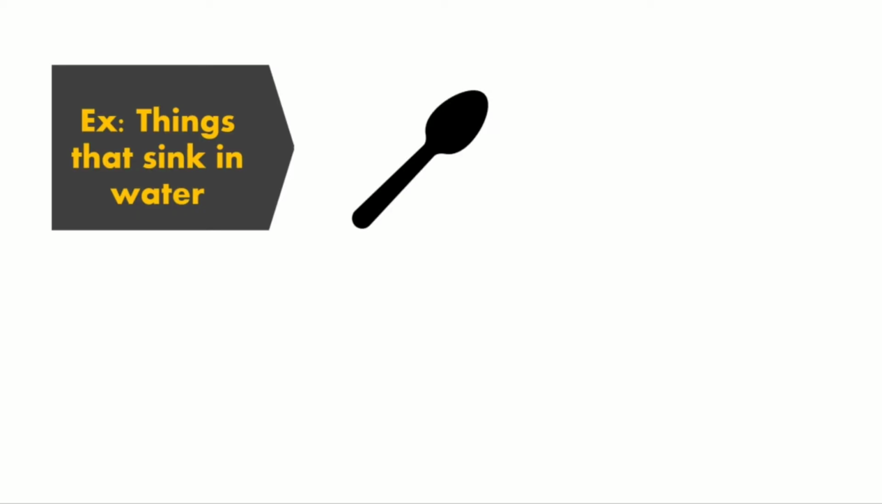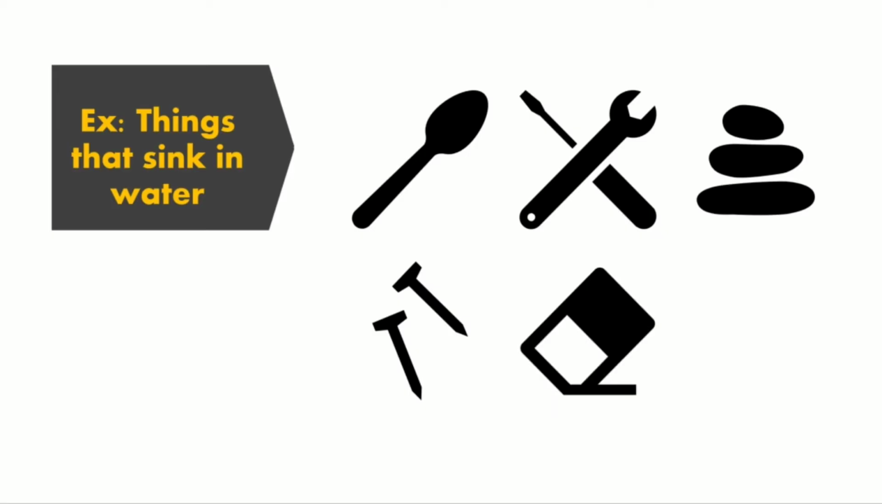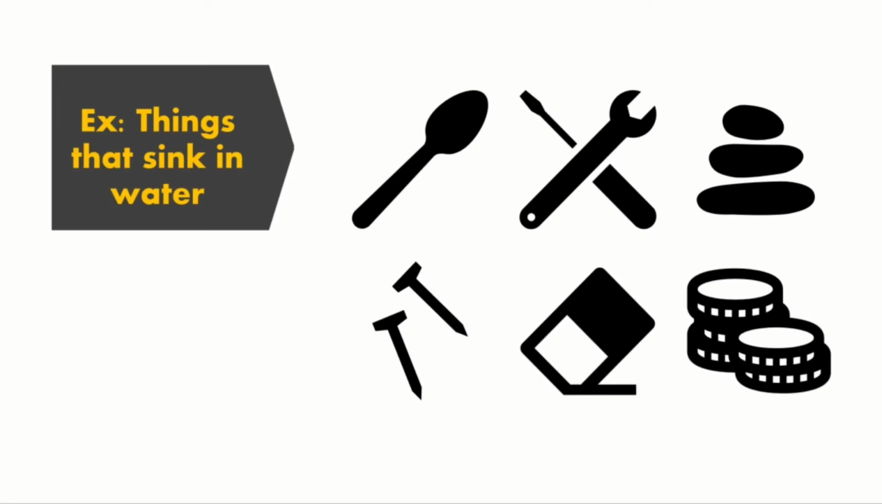So now let us see some examples of the things that sink in water. A steel spoon can sink in water because it is heavy. The screw, the instruments, stones, nails, eraser, coins. These are the things that sink in water. These are very few examples. There are many other things which sink in water.